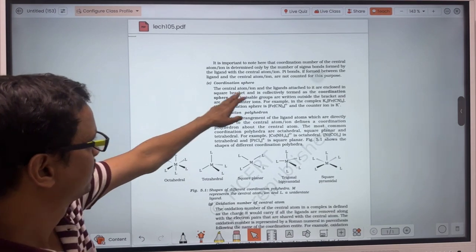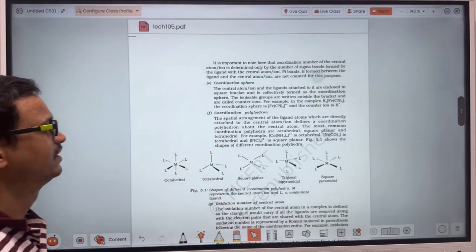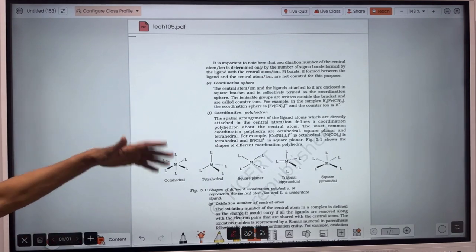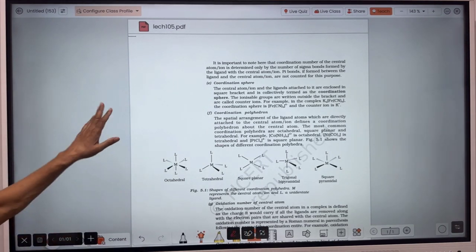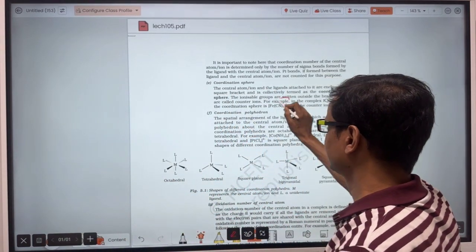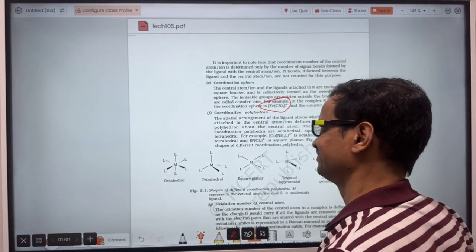Then after this, coordination sphere. Same here, the central atom along with ligands, which is represented in a square bracket, is called the coordination sphere. Like this one is a coordination sphere.